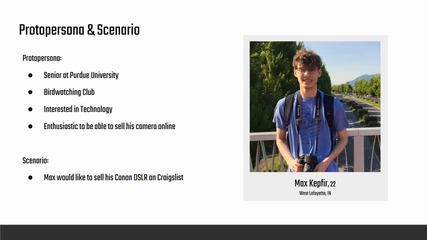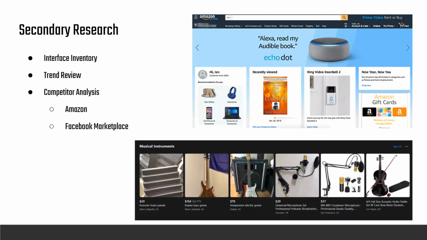Our proto persona is Max Kepfer, a senior at Purdue University. He is interested in technology, likes to shoot photography, and is a big part of Purdue's birdwatching club. And for our scenario, we wrote out that Max would like to sell his Canon DSLR on Craigslist. Moving on to our secondary research.